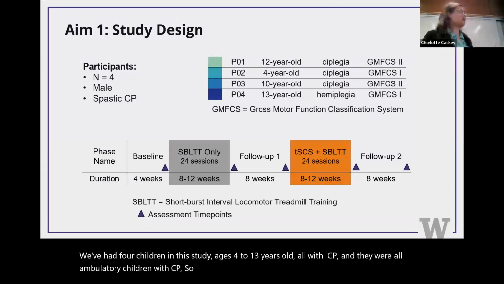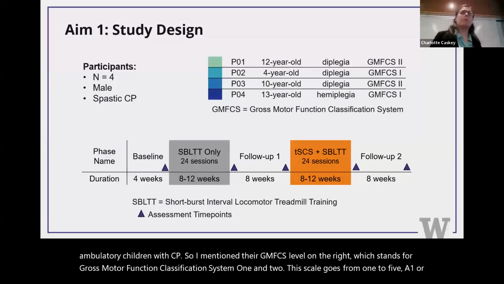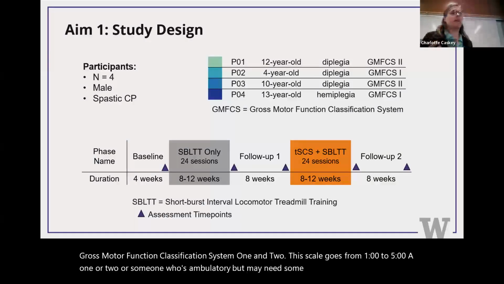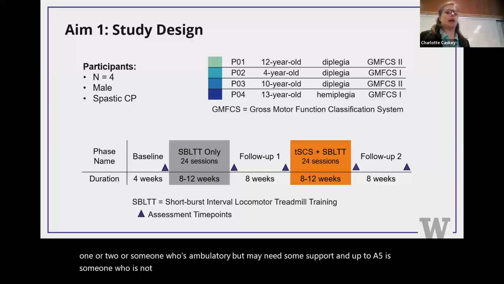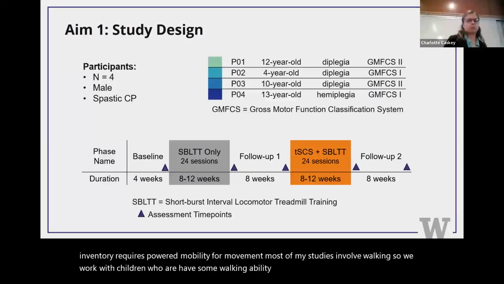So I mentioned their GMFCS level on the right, which stands for Gross Motor Function Classification System, 1 and 2. This scale goes from 1 to 5. A 1 or 2 is someone who's ambulatory but may need some support, and up to a 5 is someone who is non-ambulatory, requires powered mobility for movement. Most of my studies involve walking, so we work with children who have some walking ability, those lower numbers.